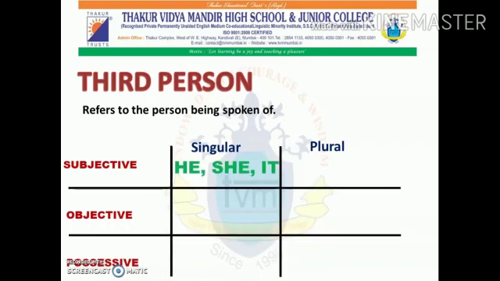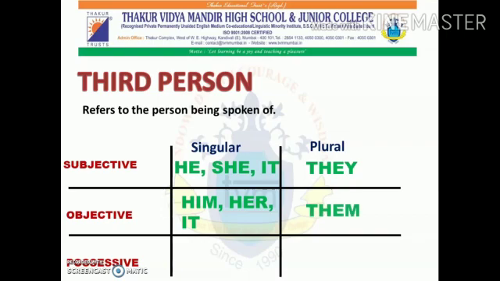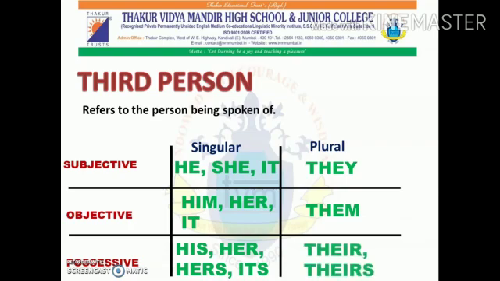Subjective, singular, he, she, it, plural, they. Objective, singular, him, her, it, plural, them. Possessive, singular, his, her, hers, its, and plural, their, theirs.